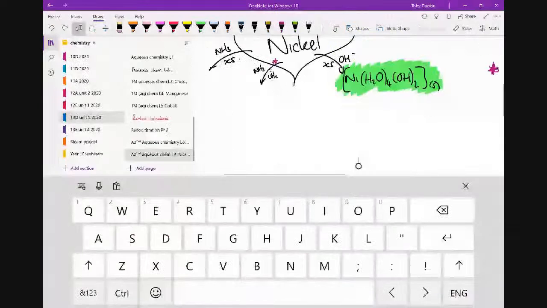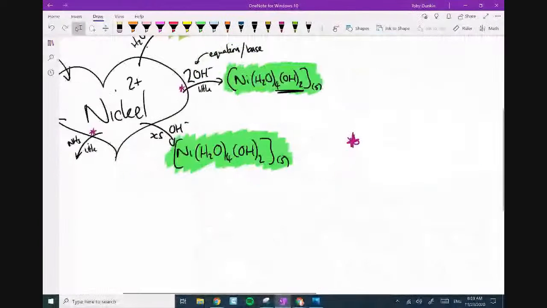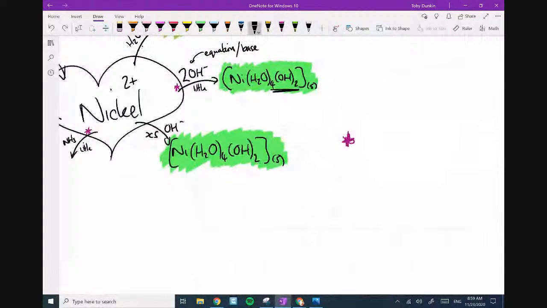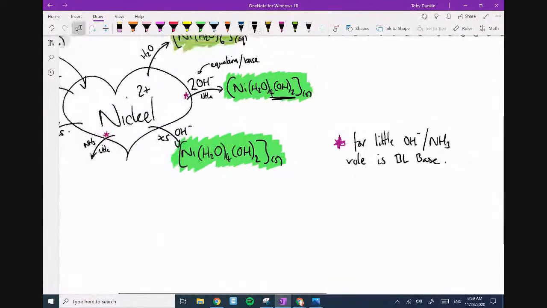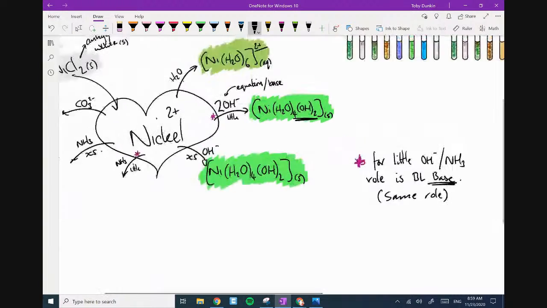There we go. That star tells us that the role of these 2 is the same. For little OH minus and ammonia, the role is the same. The role is Brønsted-Lowry base. They're accepting a proton. So they have the same role. I'm just going to put same role and underline Brønsted-Lowry base.